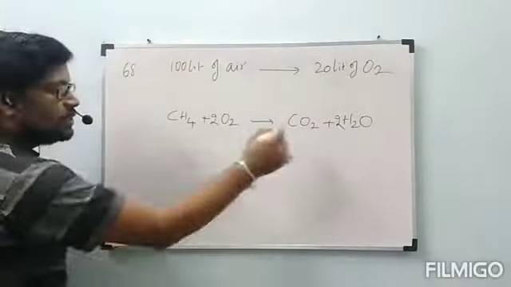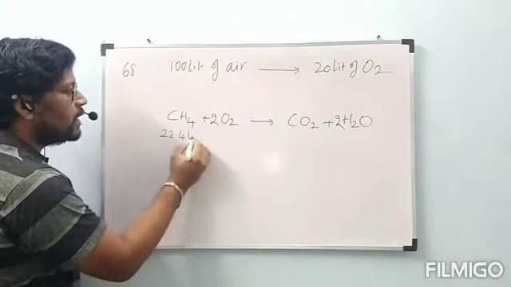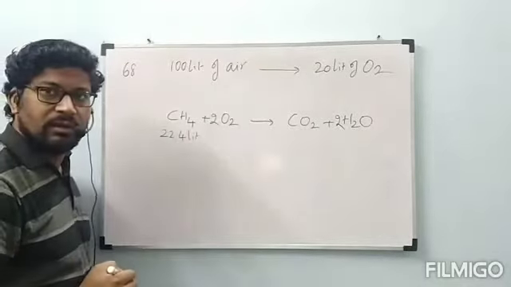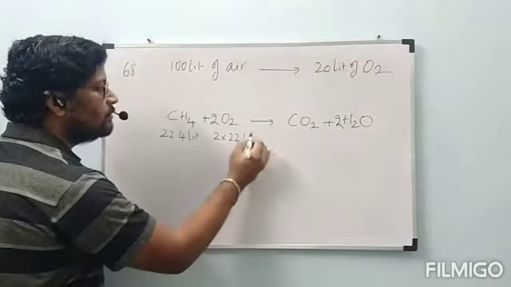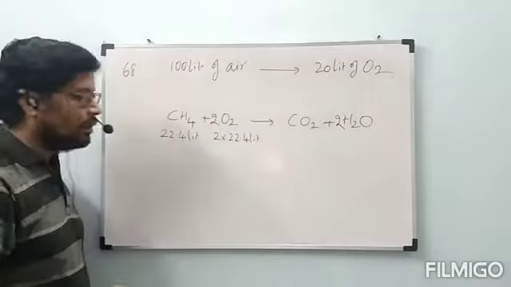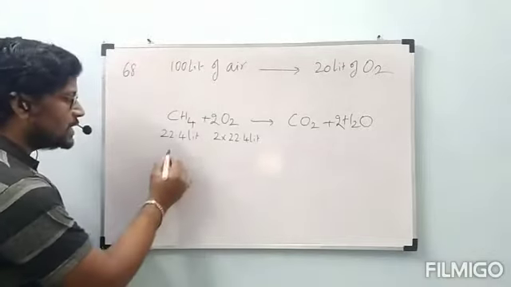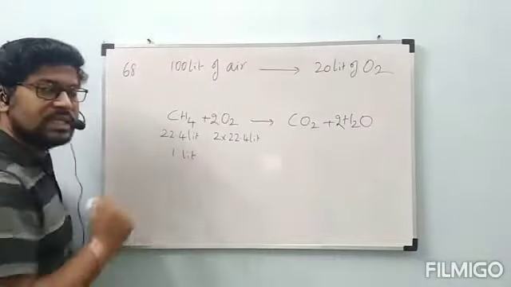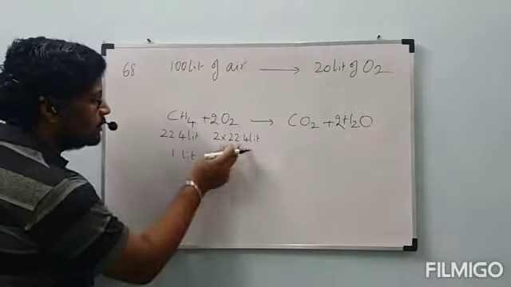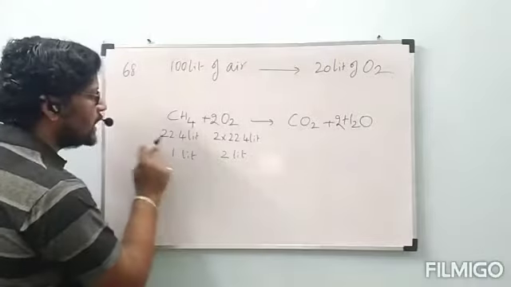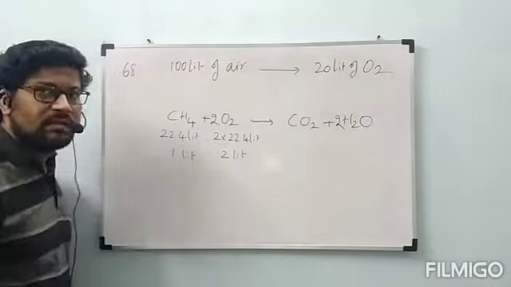Now, according to this equation, this is 1 mole. 1 mole means 22.4 liters of CH4. 22.4 liters of CH4 reacts with 2 into 22.4 liters of oxygen. They asked for 1 liter of CH4. Here this 22.4 became 1, and here 2 liters. Ratio 1:2. So I took 1 liter of CH4, which means 2 liters of oxygen.